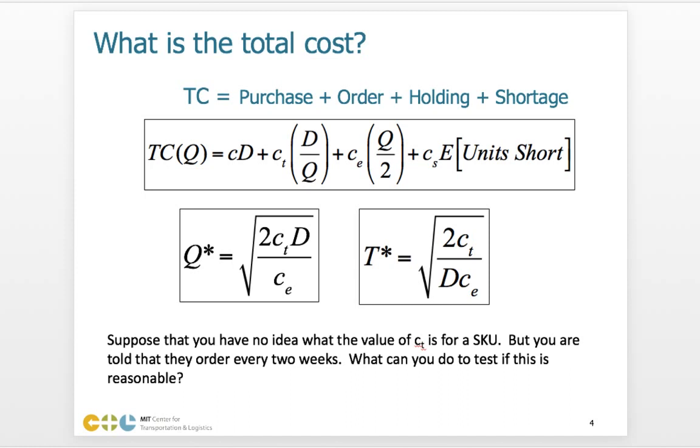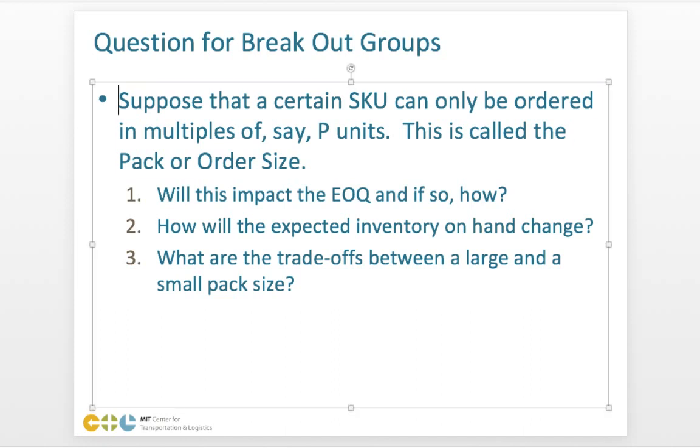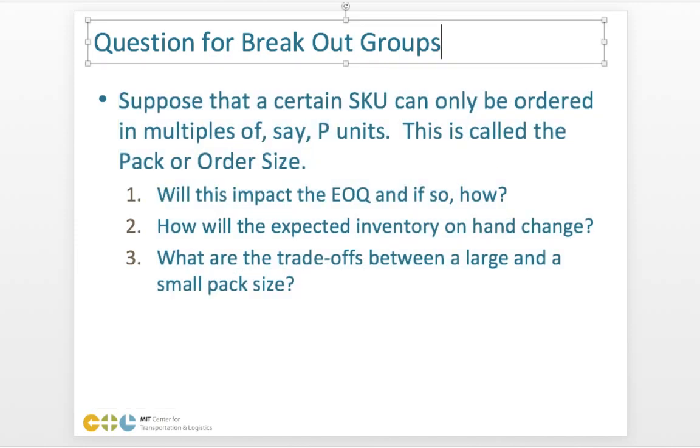We'll talk about more detailed inventory models. So what I want to do for the breakout groups is a simple question. We all can do EOQ now. We know how to define Q star, I assume. The question is, suppose that I have a SKU that can only be ordered in multiples of P units, and that's the pack size or the order size.